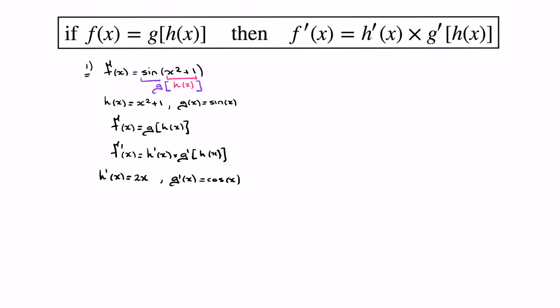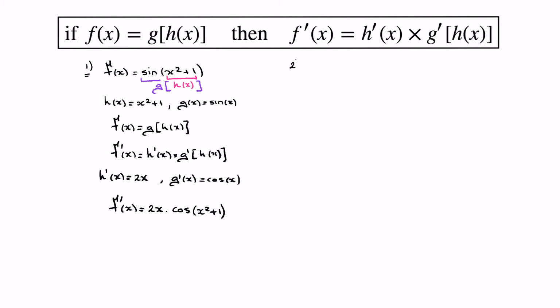So using these two results, we can now write the final answer, and that would be the derivative f dash of x equals 2x times cosine of h of x, which was x squared plus 1. And there you go. We've just differentiated this composite function using the chain rule. Let's look at another example.